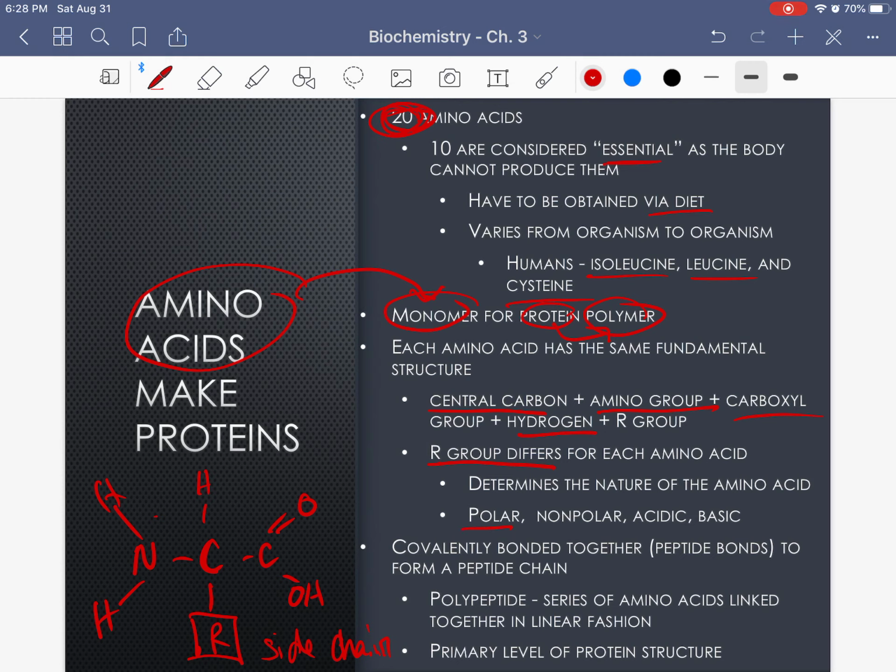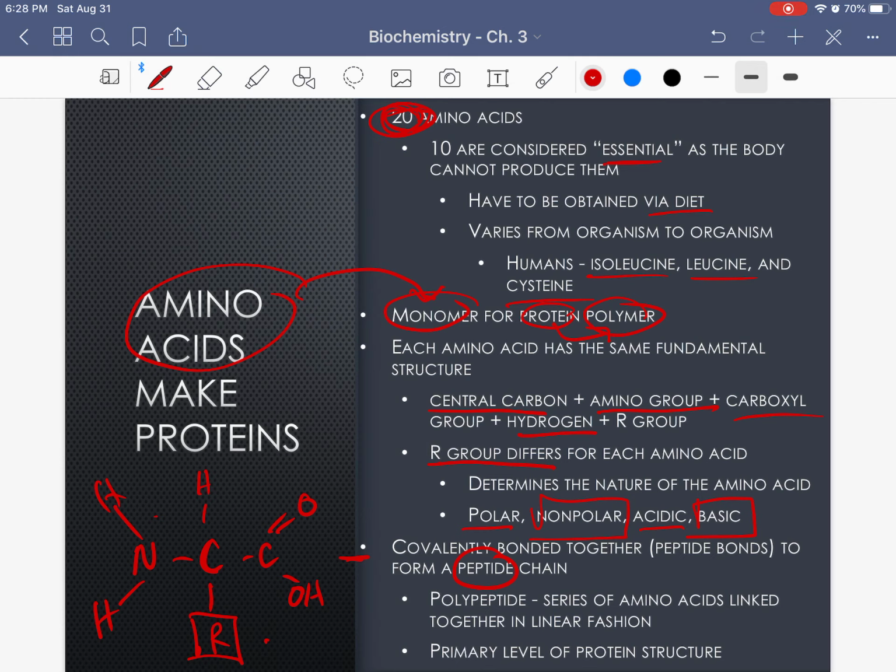Some of these R groups make the amino acid polar. Some will make it nonpolar. Some make it acidic. Some will make it basic. All right. The amino acids are covalently bonded together. So they're going to bond with another amino acid over here to form what's called a peptide chain.